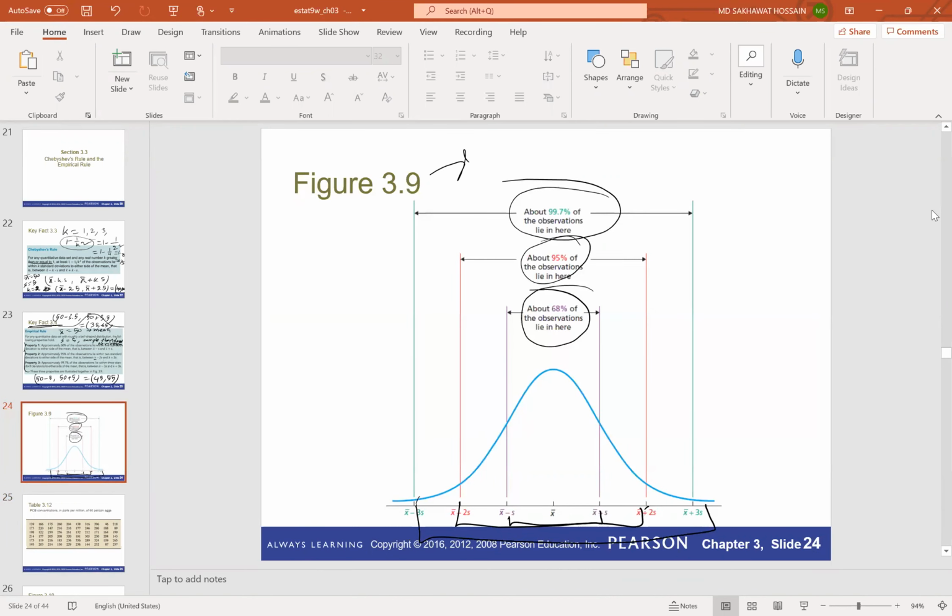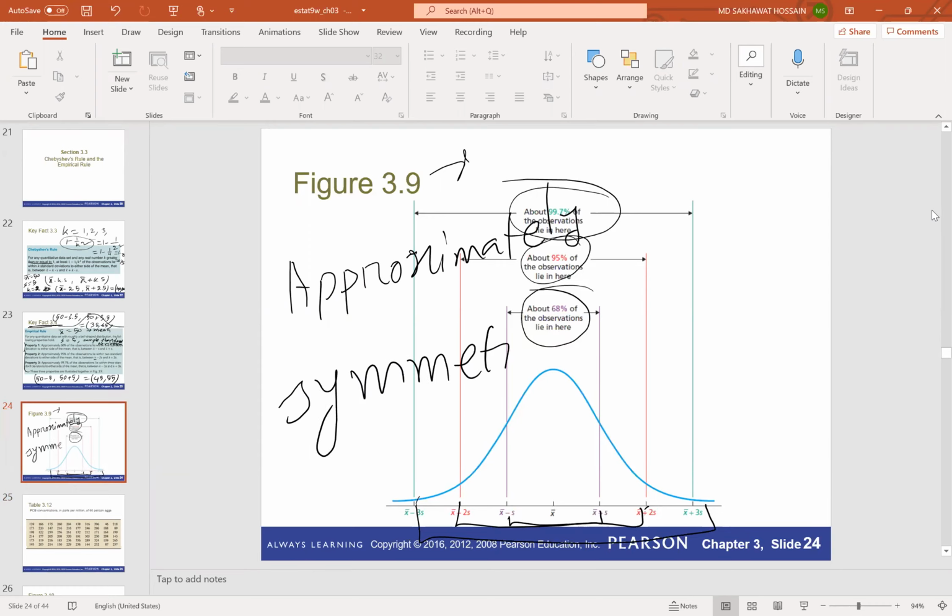And this is not true for all data sets. This is true for only approximately symmetric data sets. This empirical rule is true for only approximately symmetric data sets, not for all data sets. Is it clear? Or do you have any question?